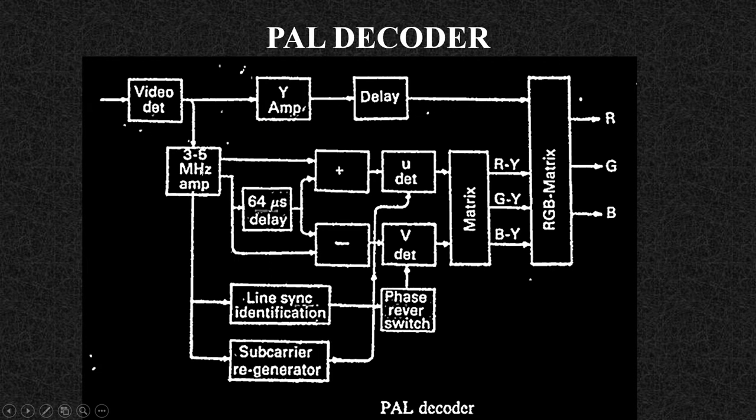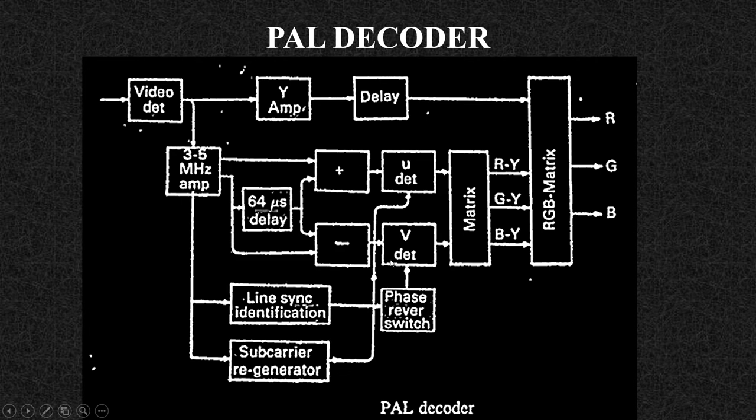Then as we know our color subcarrier is 4.43 megahertz, so you just give it to the 3 to 5 megahertz amplifier, and only those signals will get amplified. It is given to the 64 microsecond delay line, which is nothing but the principle of your PAL-D system, whereas the same things happen which I have explained in the earlier slide, that is U plus jV, U minus jV, adder, subtractor, you are separating out U and V signals here. Then you are extracting the line sync identification, subcarrier regenerator, and it is given to the phase reverse switch.